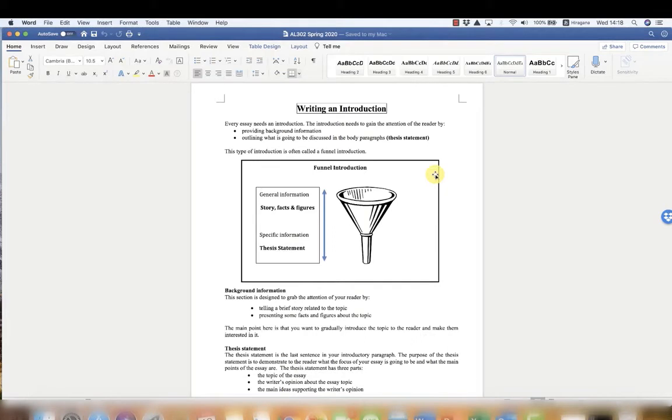So you'll be writing what's known as a funnel introduction. And this means that at the start of your introduction, what you're giving is some stories, some facts or figures, and it's very wide, general information. Then as you move down further towards the end of the introduction, the information that you give gets more specific. And this is called the thesis statement.